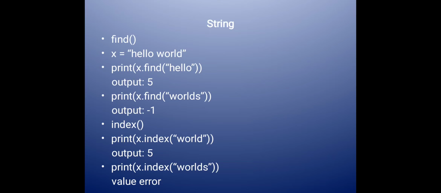Okay. Next is the index function. The index function is used to get the index of a character or a word in a string. If there is no such word, then we will get a value error. Print x dot index world. The output will be 5. Print x dot index worlds. There is no word like worlds in our string, so we will get a value error.